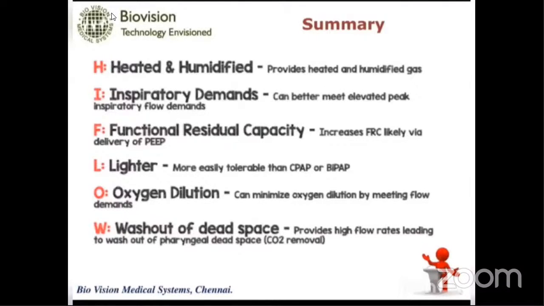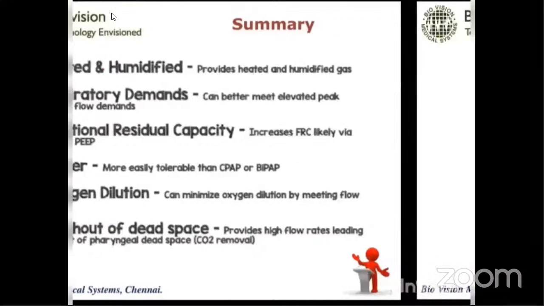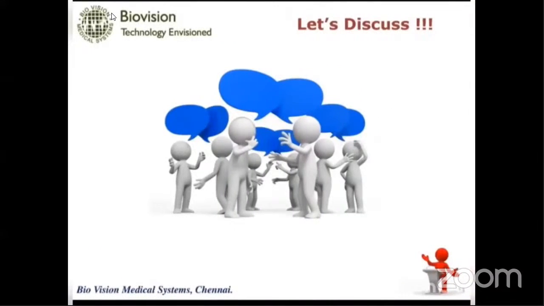It is milder, it is lighter, with proper oxygen dilution from 21 to 100, which can be set by us and which will wash out the dead space for effective flushing out of CO2, effective removal of carbon dioxide, right? So this is all about a HFNC or a HFOT, which I just wanted to cover in this situation especially. So any doubts in this?